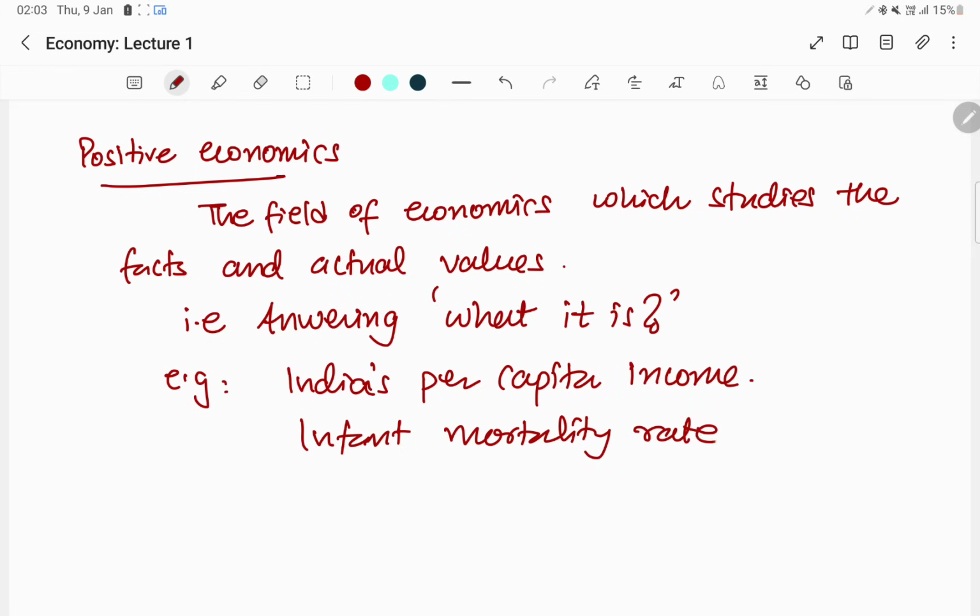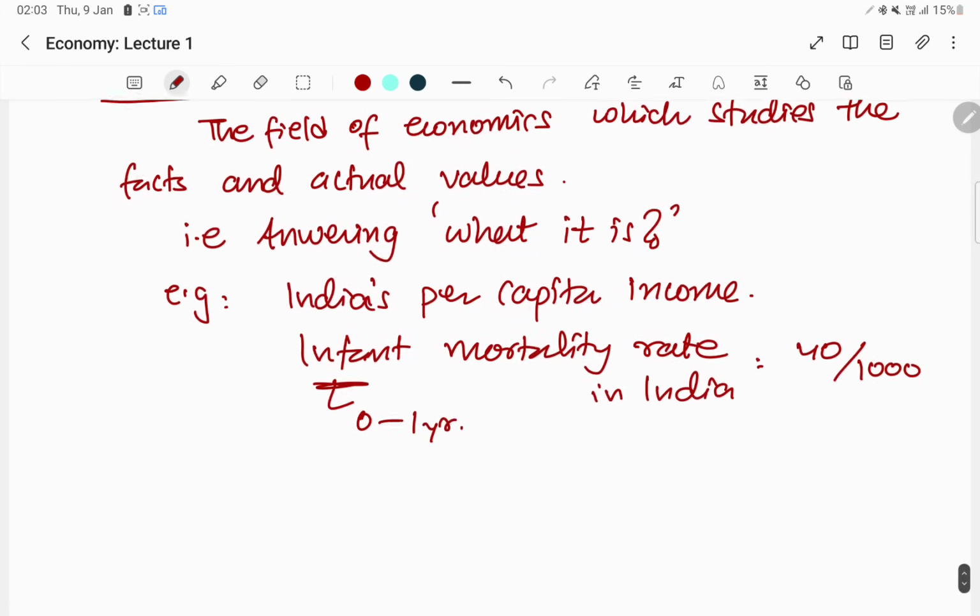Infant mortality rate. What is an infant? A child between the age of 0 to 1 year. Infant mortality rate in India. So these are facts and figures, right? This is the reality. So infant mortality rate, for example, is approximately 40 per thousand.